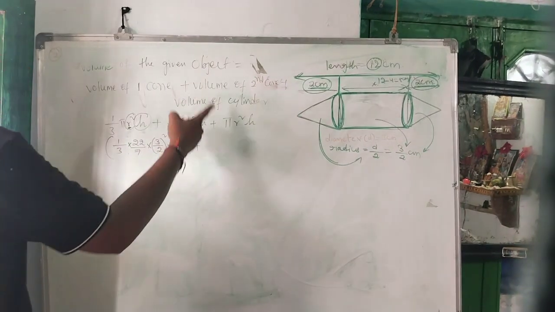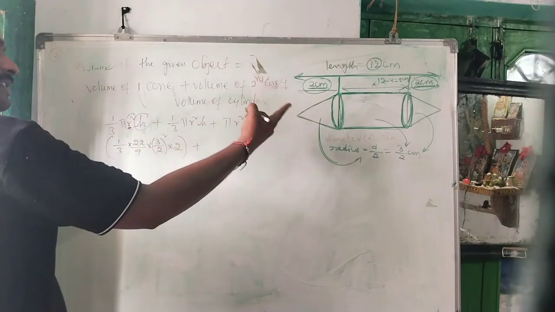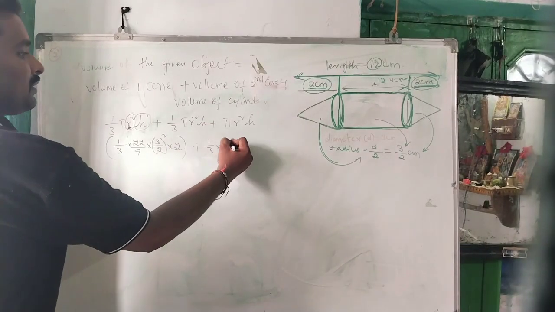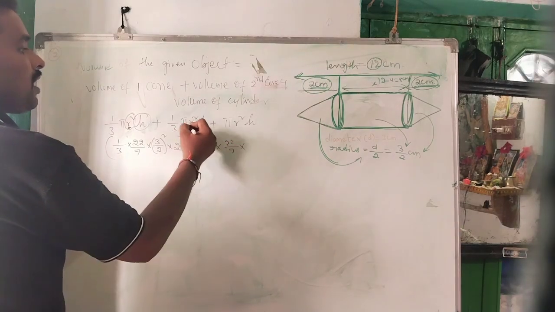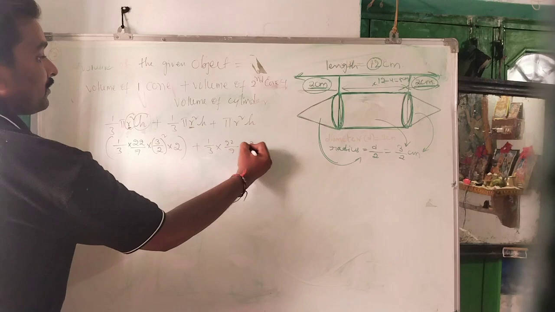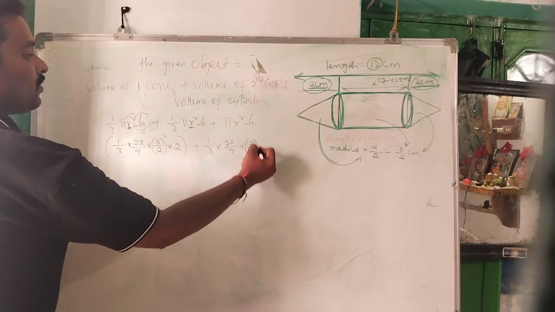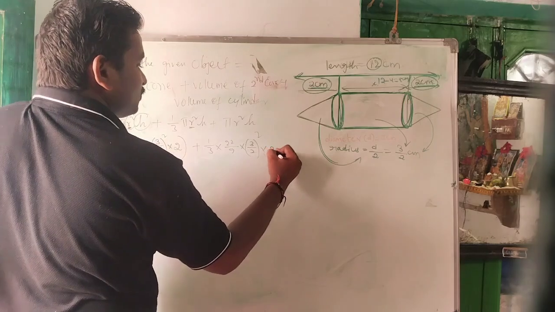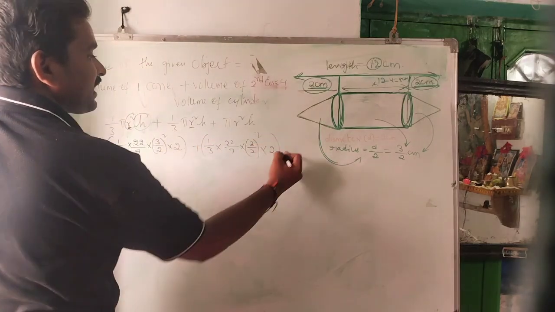Plus, next, volume of second cone. Second cone measurements are also the same. 1 by 3 into pi value 22 by 7 into r. R means radius. What is the radius of the cone? Radius of the cone is 3 by 2. R square is 3 by 2 whole square into height. What is the height of the cone? Height of the cone is 2. This is the volume of the second figure.